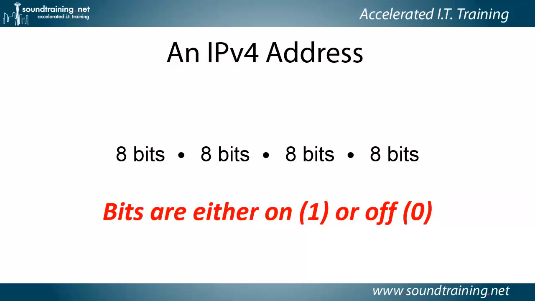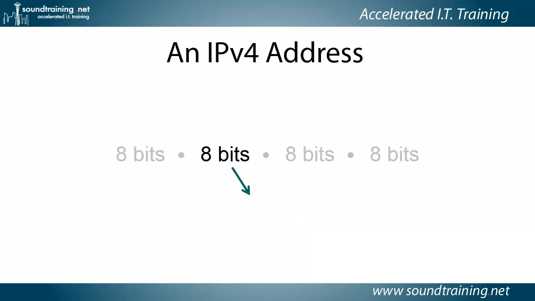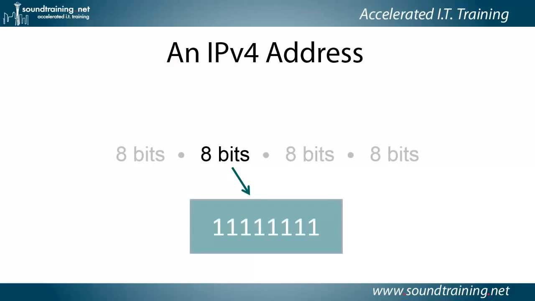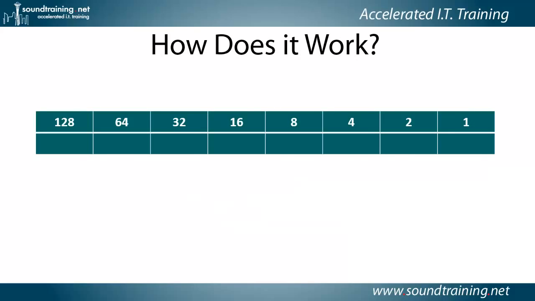Bits exist in one of two states. They're either on, in which case they're represented by a 1, or off, in which case they're represented by a 0. Let's take a look at an example. So we'll just pull one group of bits out of this address, and it could be all ones, like what you see here. It could be all zeros, or it could be a combination of ones and zeros, such as what you see here.